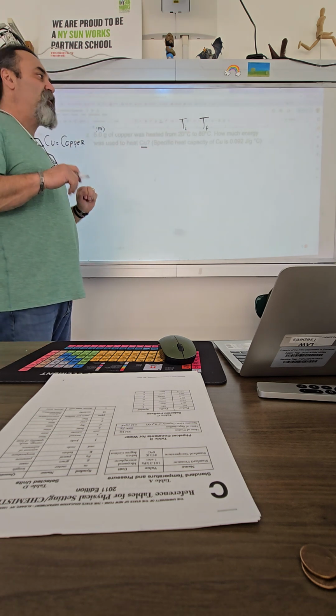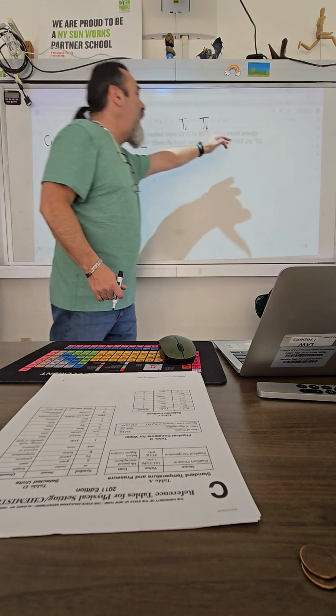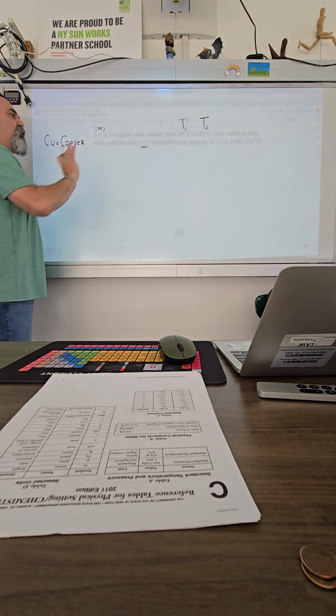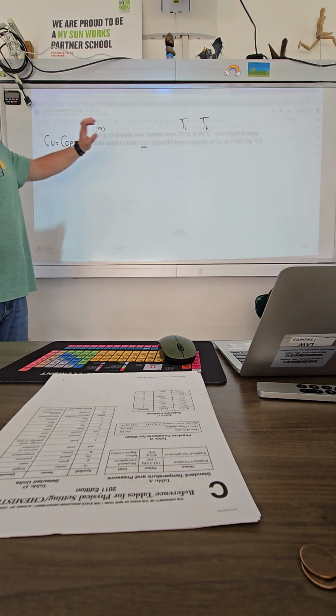Let's just leave that as it is because we're continuing. How much energy was used to heat the copper? I don't know what they're talking about right now, so I'm going to leave that to the side for a second.